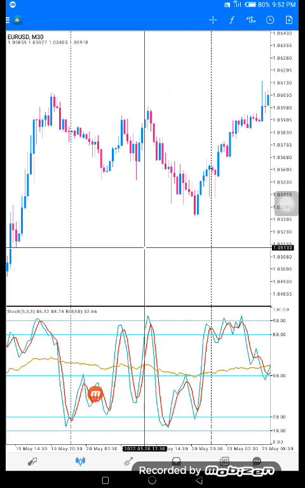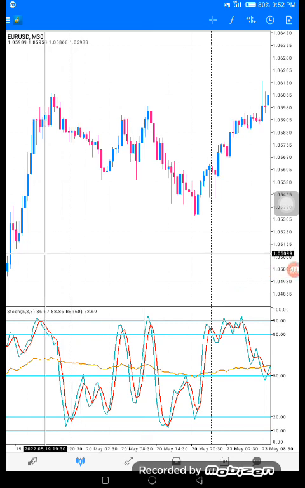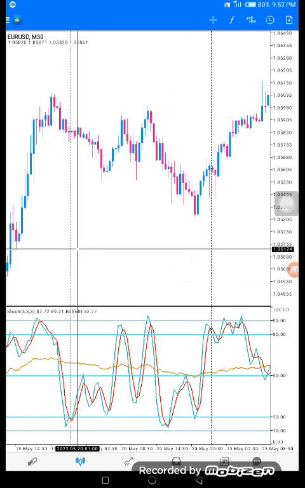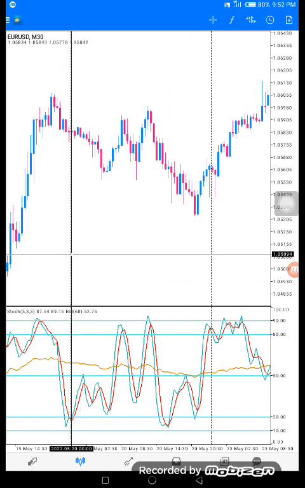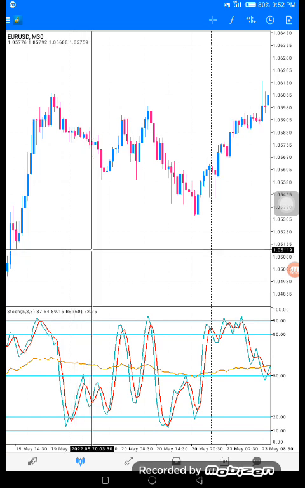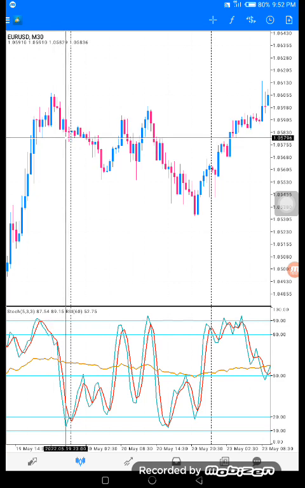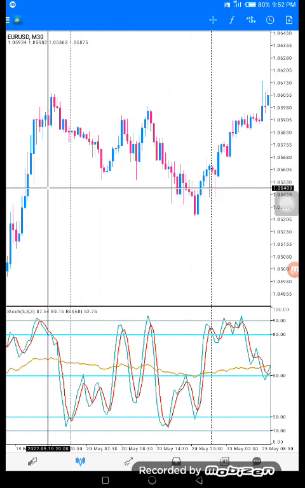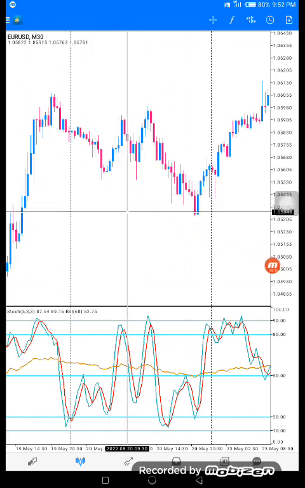Now you see, first we have a crossover here. It came up, crossover here, and then the market came up and then came down, which would have stopped you out with either 1 or 2 pip losses. That's if you placed your stop loss, as I said.